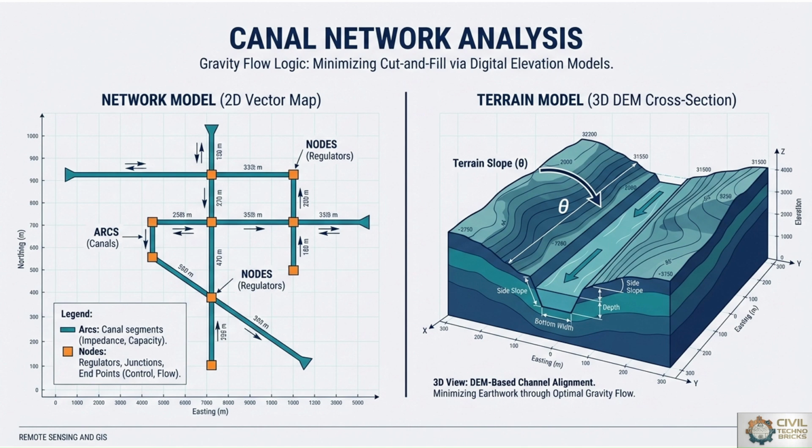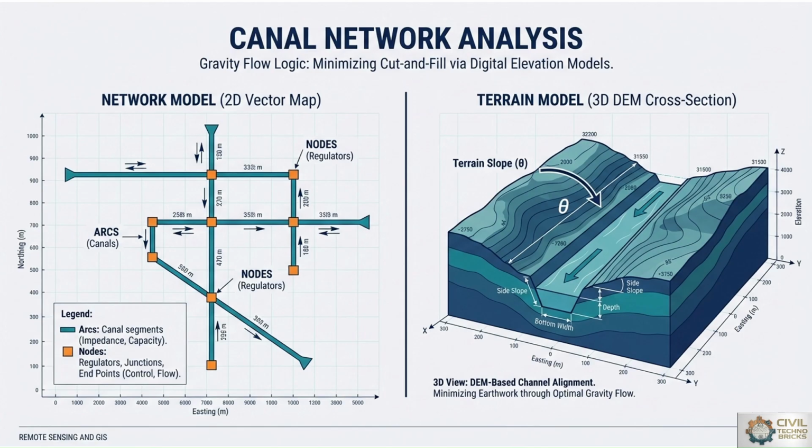So we have to move water from a source to multiple fields, or we have to divide the existing water from the source to the existing fields while minimizing the losses and ensuring equitable distribution. GIS allows us to integrate topographic data, soil maps, and climatic information to design canal networks and drainage systems.